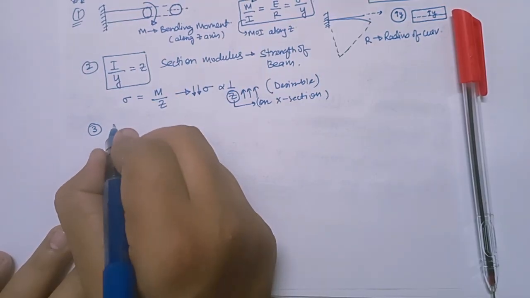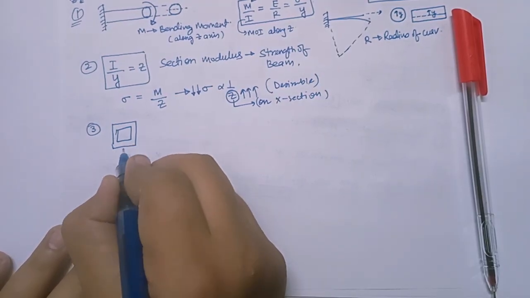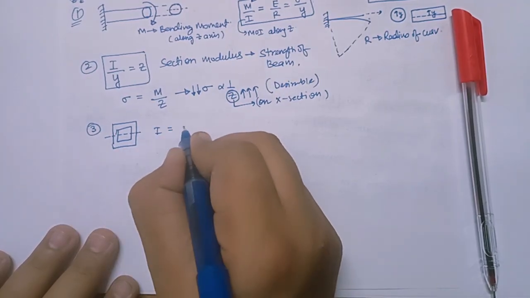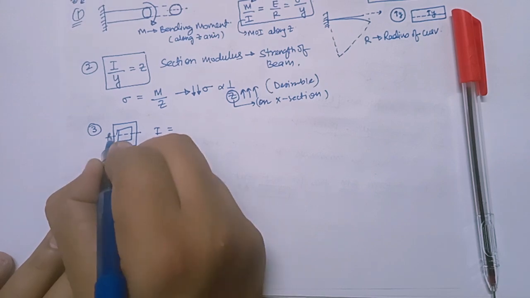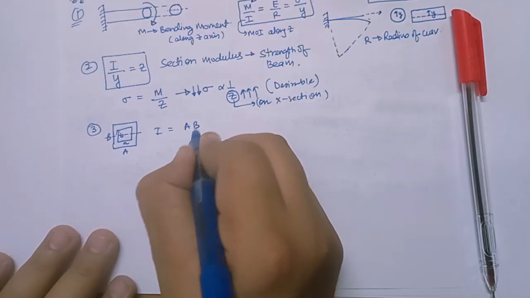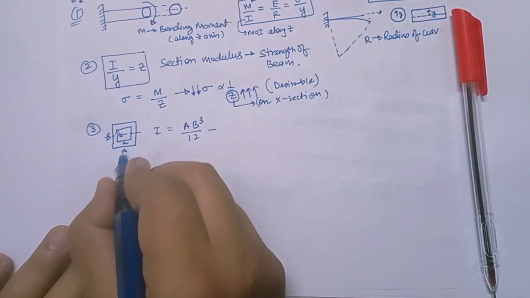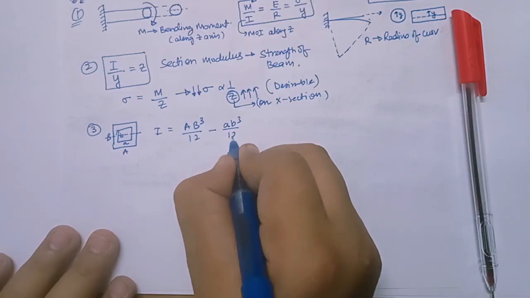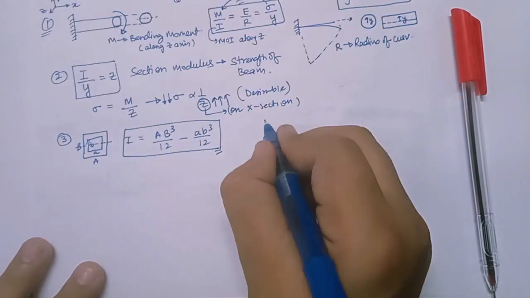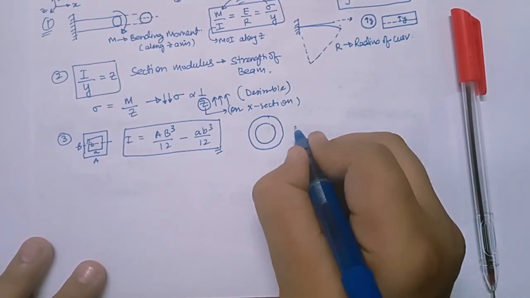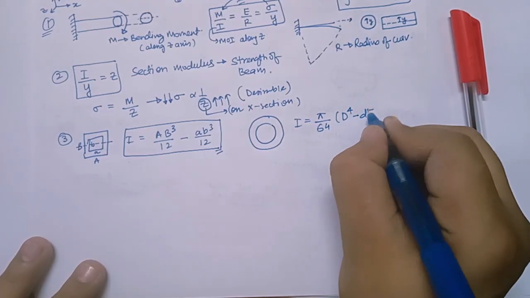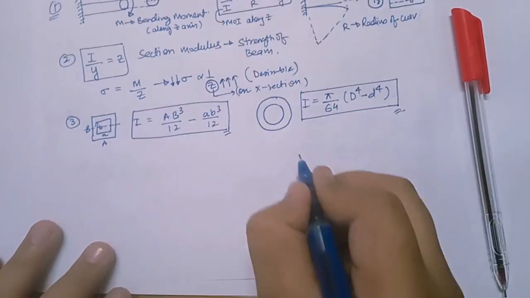And if I talk about a rectangular hollow beam, and I want to write the moment of inertia about this axis, let us suppose this is A, this is B, and the inner part is small a, small b. So along the axis I'll write AB cube by 12, and the inner part will be subtracted. So this is the moment of inertia of the hollow rectangle, right? And for a hollow shaft, I'll write the moment of inertia as pi by 64 (D⁴ minus small d⁴), right? So this is the moment of inertia of a hollow shaft.